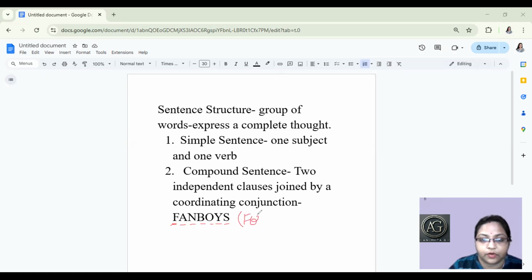Let me write it here. For, and, okay, I'm pathetic in writing with the annotation tool here. Nor, but, or, yet, so. These are the conjunctions that we use in compound sentences. Okay, FANBOYS. I think I must delete these drawings.